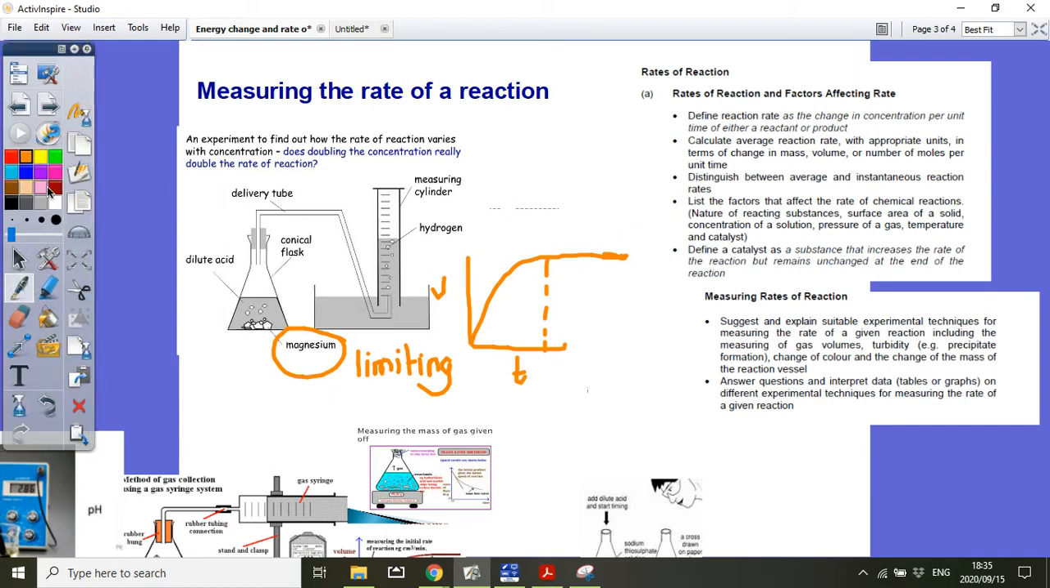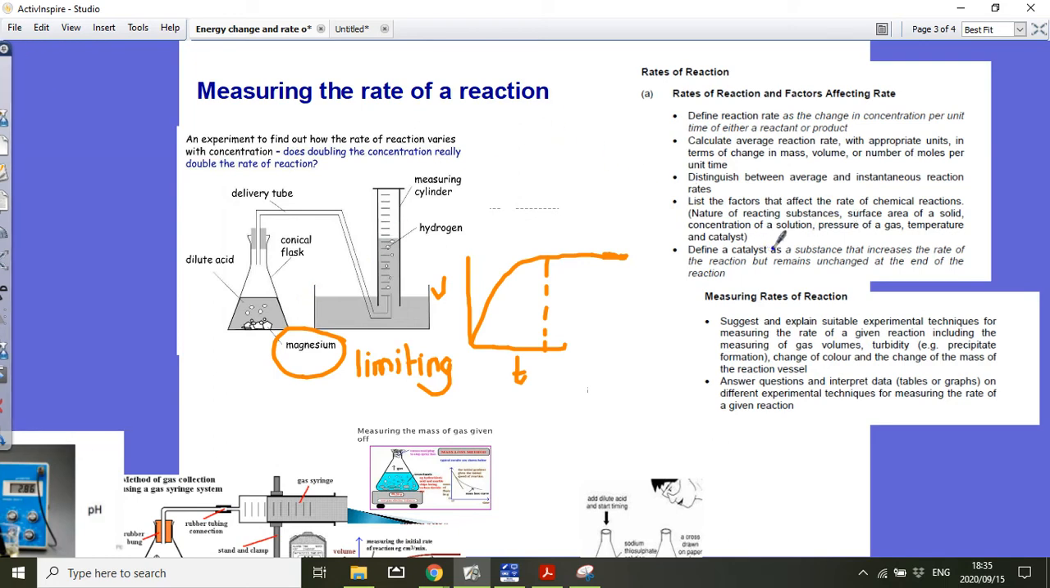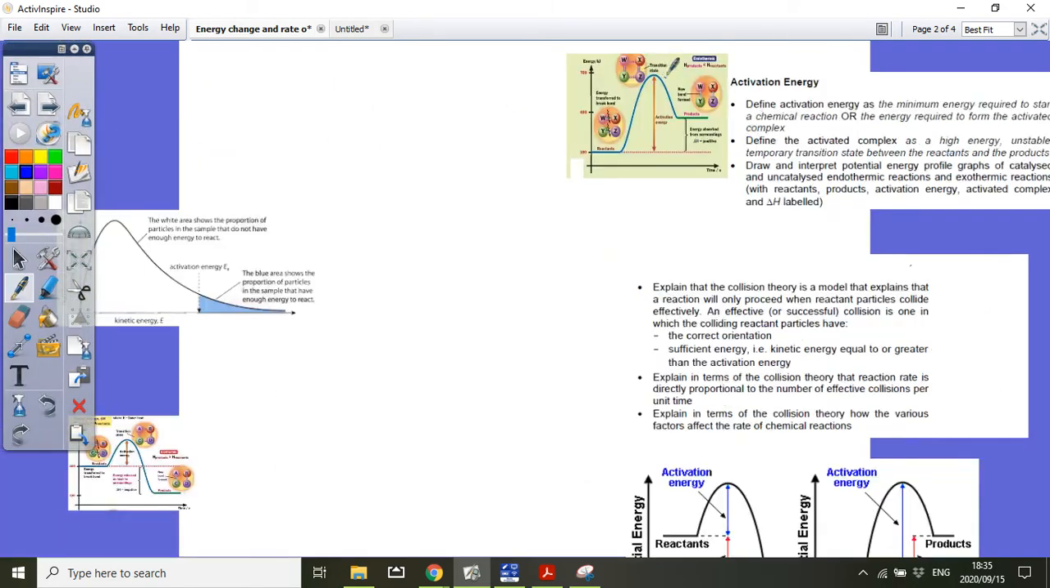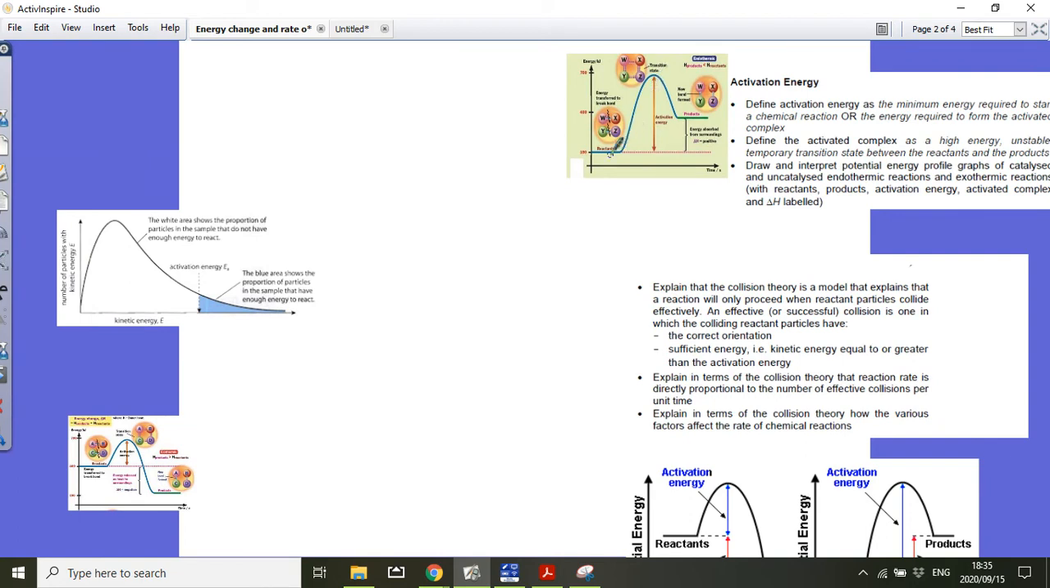Now let's see. The one thing that we can do is add a catalyst. A catalyst is defined as something that increases the rate of the reaction, but it remains unchanged at the end of the reaction. A catalyst gives particles the correct orientation to react, and in a way, it gives the chemicals a path of lower activation energy, so they can easily reach that activation energy. It will not be as high, so it gives a path of lower activation energy.